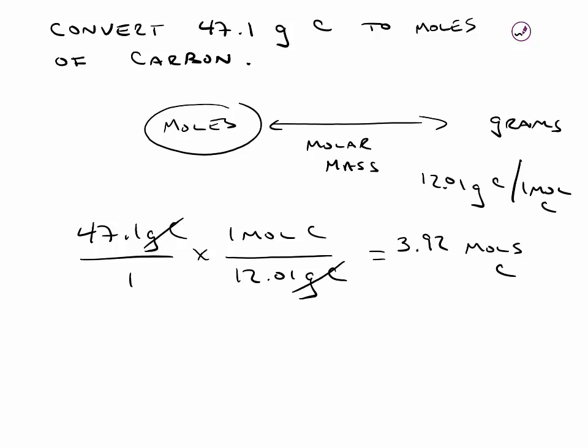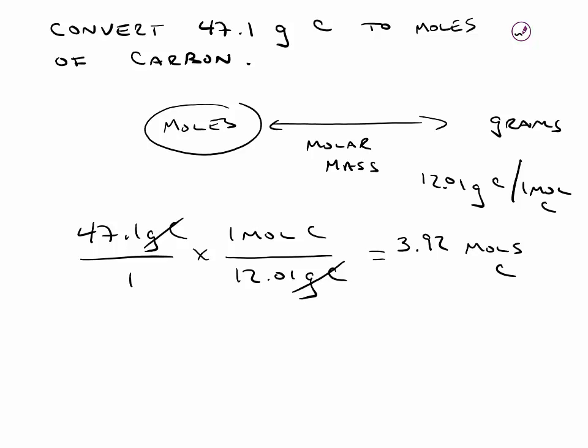Now, in each of these problems, you can ask yourself whether these answers are correct. If you have exactly 1 mole of carbon, it should weigh 12.01 grams. In this case, we don't have 12.01 grams. We have 47.1 grams, which is significantly larger than 1 mole. So the number of moles should go up every time you have a mass that is greater than the molar mass given in the problem.